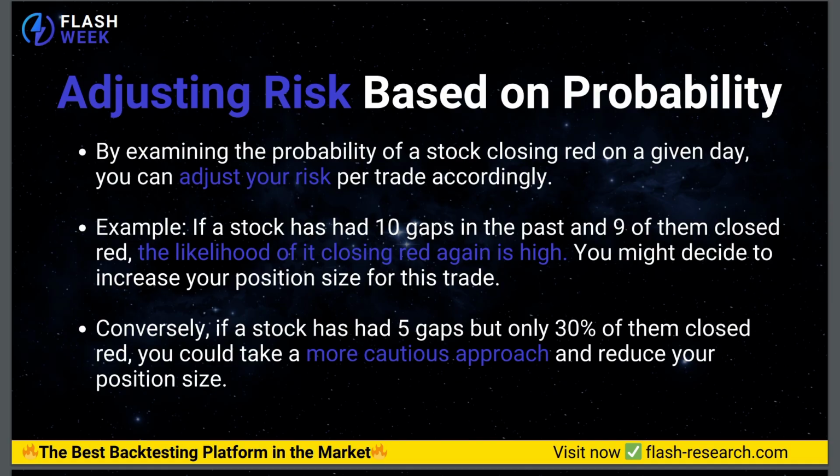Adjusting risk based on probability. By examining the probability of a stock closing red on a given day, you can adjust your risk per trade accordingly. For example, if a stock has had 10 gaps in the past and 9 of them close red, the likelihood of it closing red again is high.